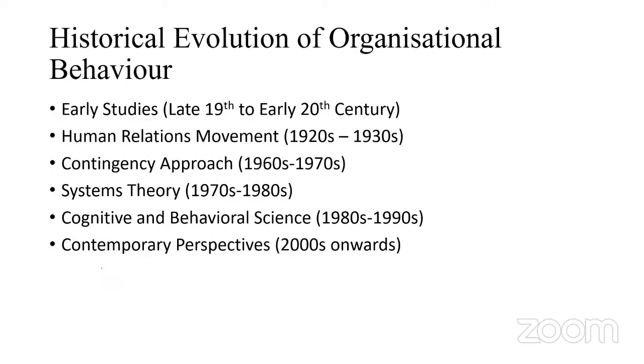Next, the human relations movement, the 1920s to the 30s. The study of OB received a great boost during this period, right? In fact, this period, the 20s to 30s, which is also known as the human relations movement, challenged the mechanistic view of organizations, which said that an organization is only about machines, only about technology, only about raw material. It challenged those assumptions, and it emphasized the importance of social interactions. It emphasized the importance of employee satisfaction.